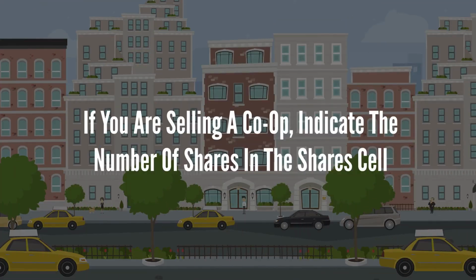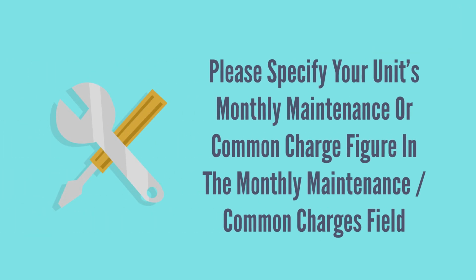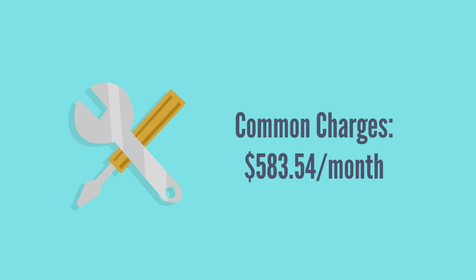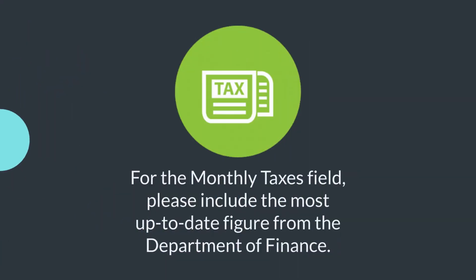If you're selling a co-op, indicate the number of shares in the share cell. You may delete this row entirely if you're selling a condo or house. Please specify your unit's monthly maintenance or common charge figure in the monthly maintenance/common charges field. Here's an example. Common charges, $583.54 a month.